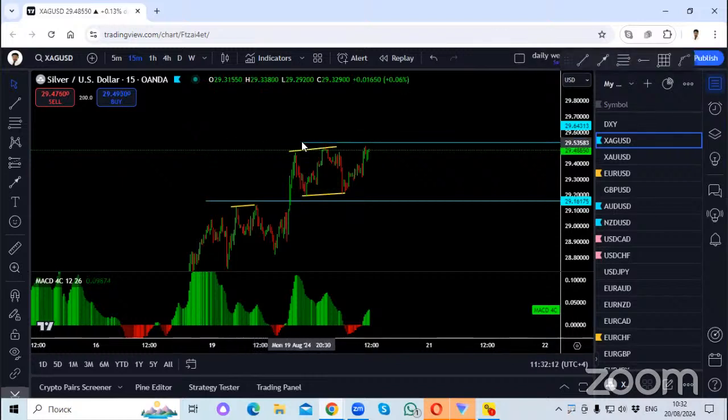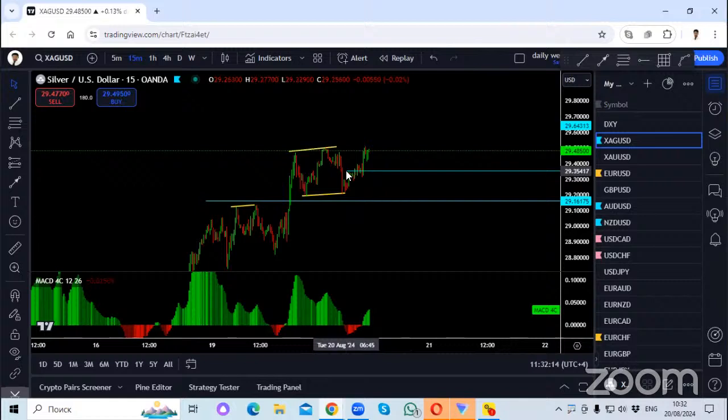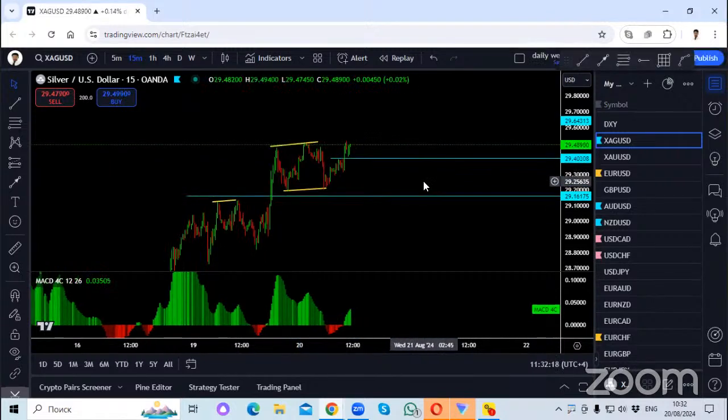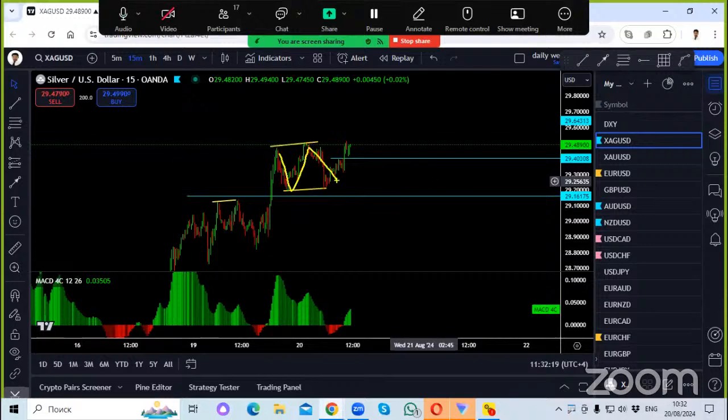Now you can put the entry here, but if you were in my group, you'd put the entry here. You could have closed it and put it here, but that is where you should put it because you already have the flat, right? And this is going up. So it's going to break the top.